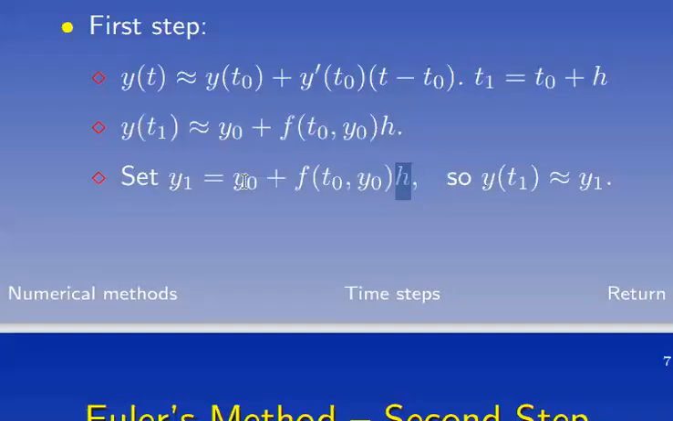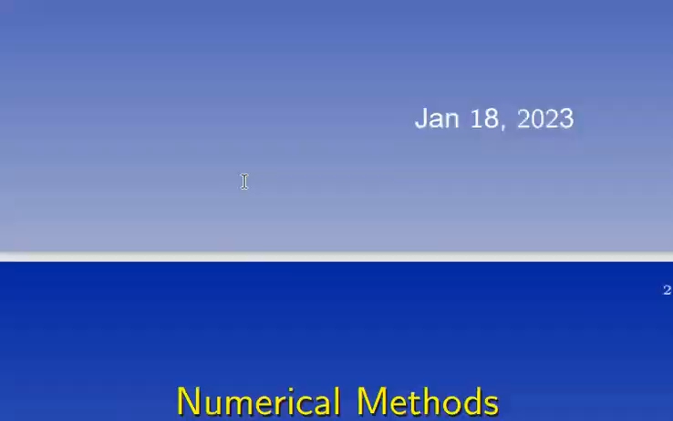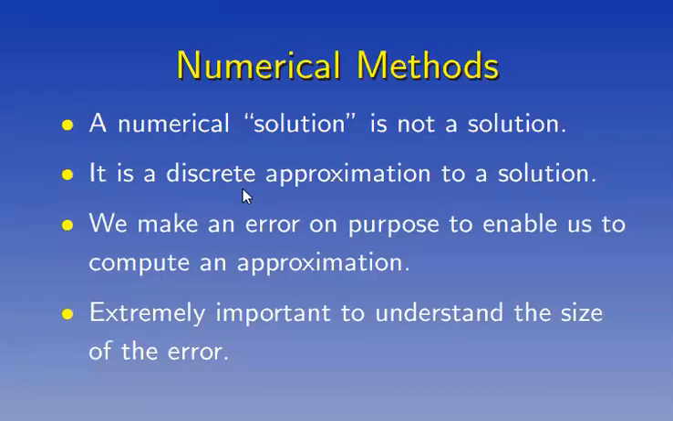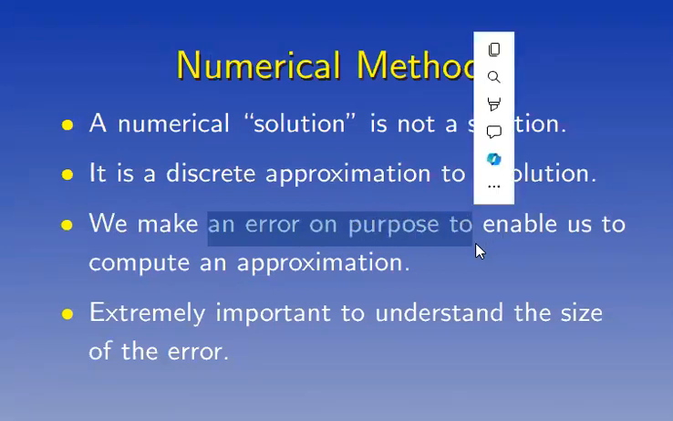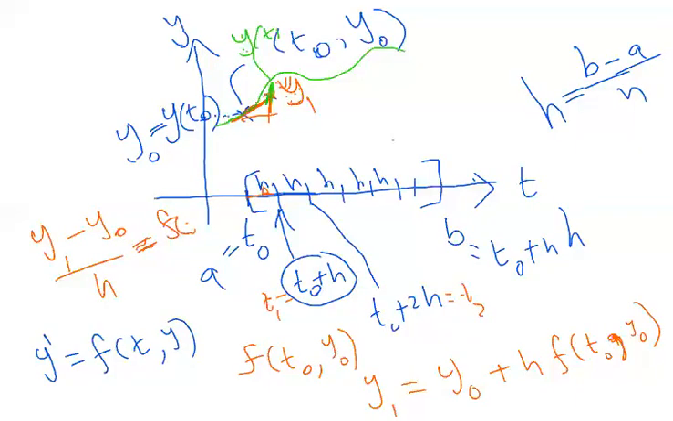So we know there's an error, and the purpose is to enable us to compute the next iteration. We know there's an error here, but using this approximation, we compute the next approximation. So that's why we have to analyze the error.